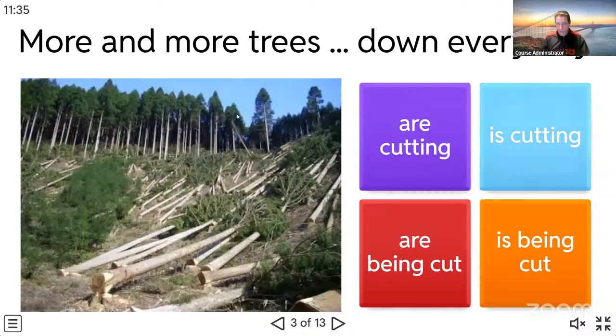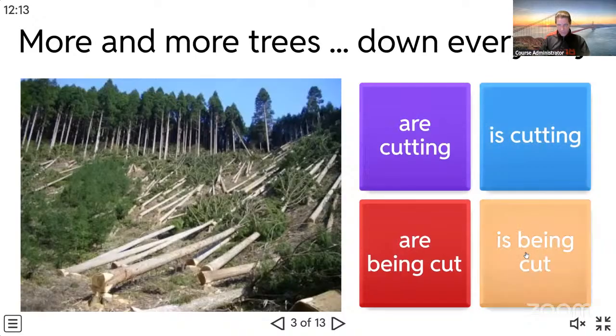more and more trees down every day. So in this case, we're talking about a trend. We're talking about something that is continuing to happen even now. So we're going to use the continuous forms. More and more trees are cutting, is cutting, are being cut, or is being cut. This one's not very easy. This one's a bit tricky, actually. So what do you think? Which one is correct?